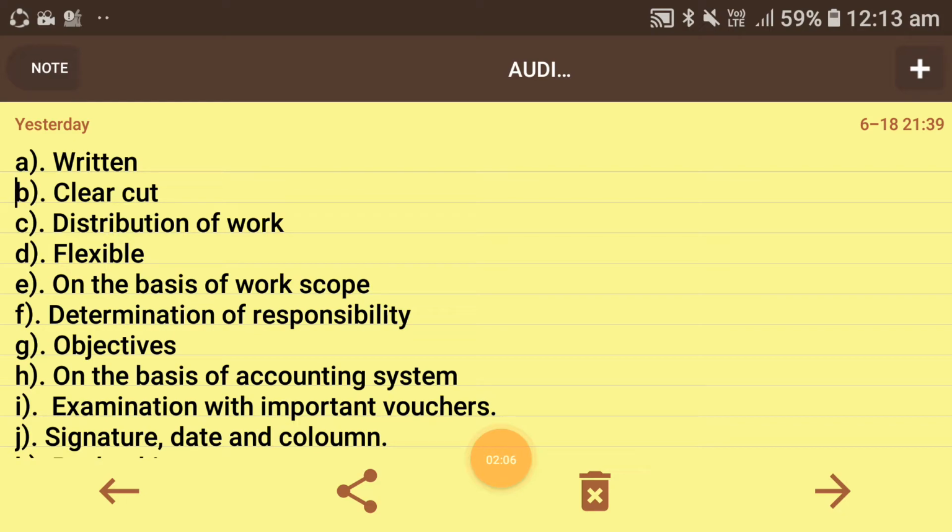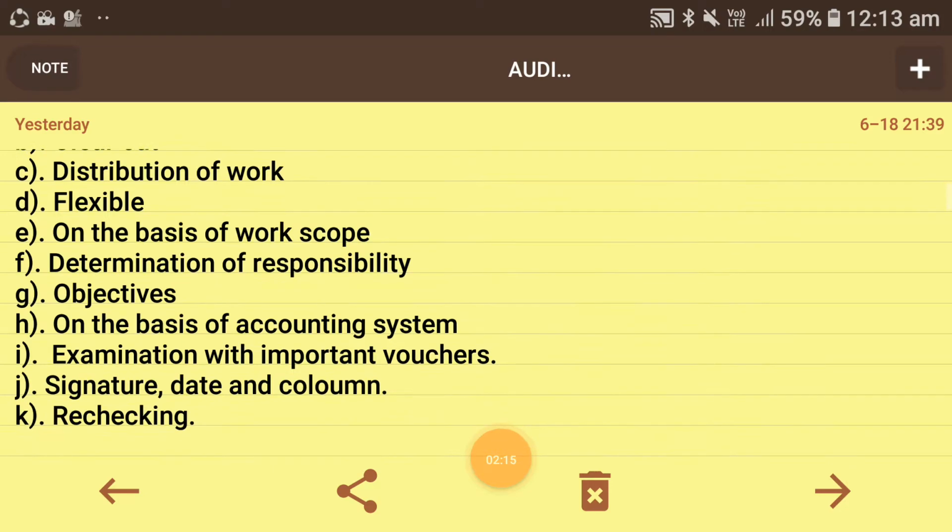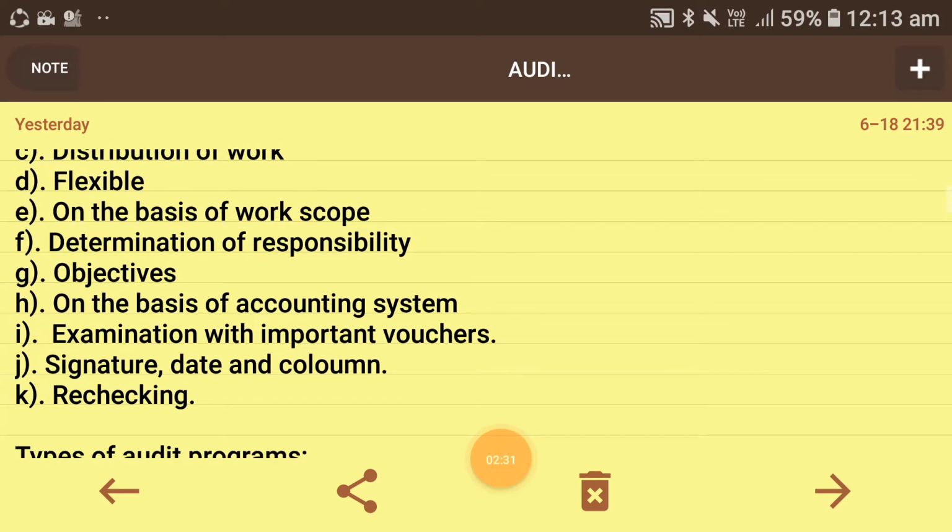Next is on the basis of work scope. According to the work scope, what the workplace will be and what the nature of the work is to be should be defined. Next is determination of responsibility. If any objection is made in an audit report due to its limitations, then a particular person will be responsible. So there will be a determination of responsibility for each and every kind of task. Next is objective. The objective of the auditing to be done should be clearly defined, that is, why the auditing is going to be made. Its major objective should be defined by every individual who has come to do an auditing and also be written in the audit program.